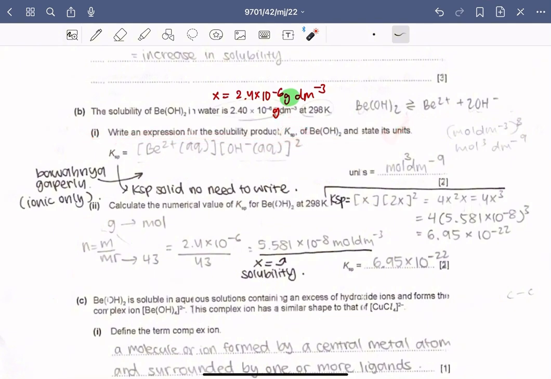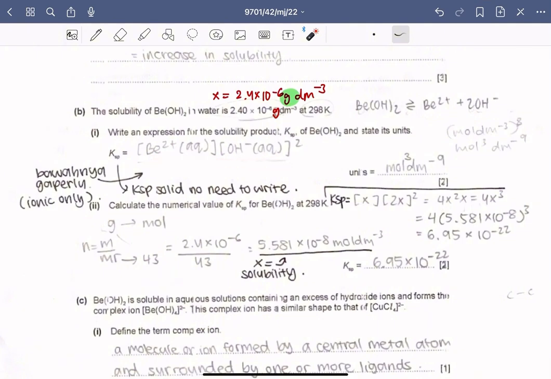So the first thing you have to do in these types of questions is to form an equation of the dissociation of beryllium hydroxide in water. So it forms Be2+ ions and 2OH- when balanced. We usually don't write the solid compound in the Ksp because the solid has a constant concentration, and so we only write the ionic.